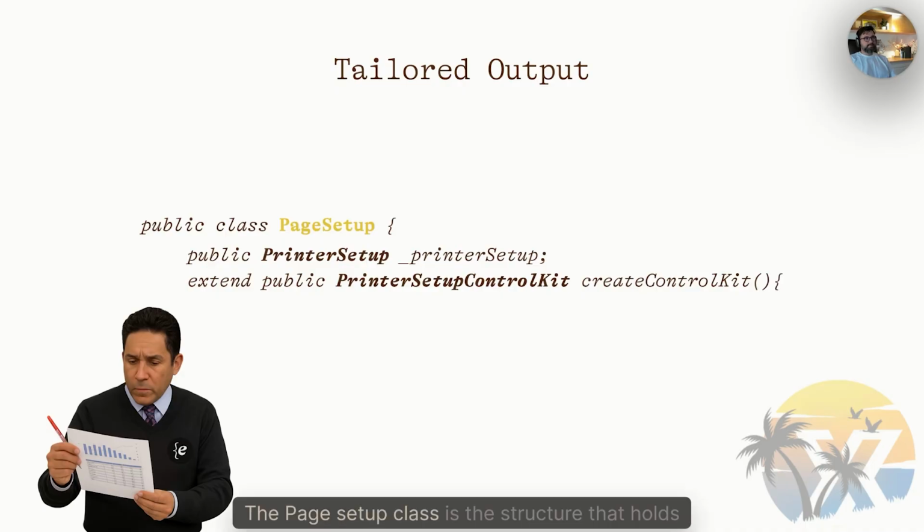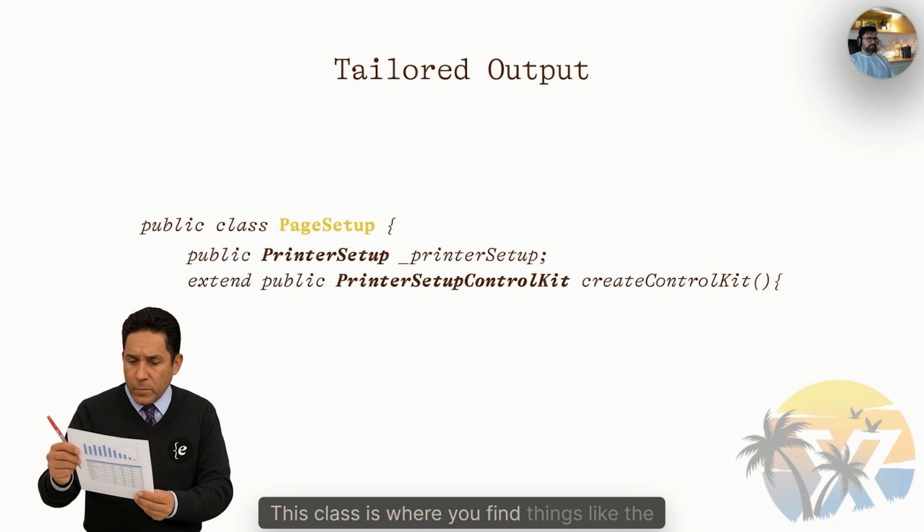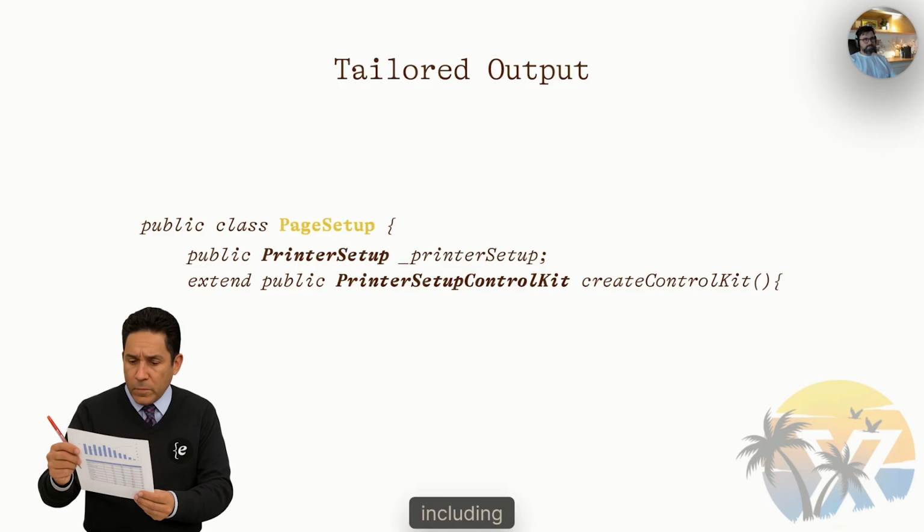Page setup class is the structure that holds not only the info about the paper size and resolution, but also controls the output method itself. This class is where you find things like the printer setup object, where CET stores your selected printed information, including a PDF printer if you have one installed. The page setup instance you find in Paperspace is shared with the paper snapper that's inside it.